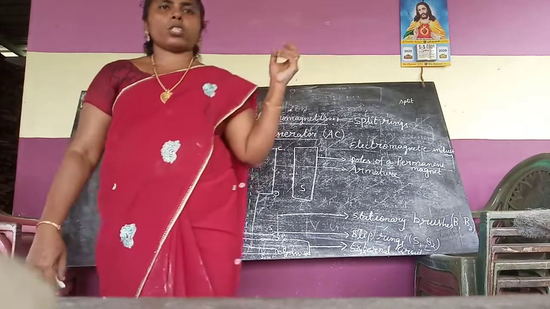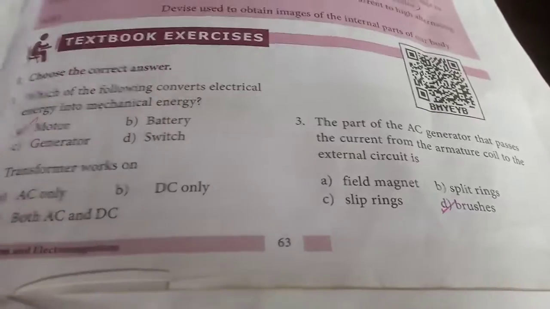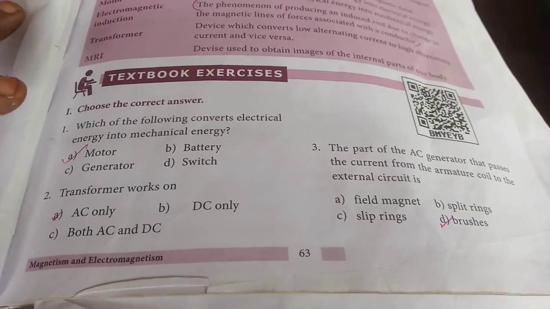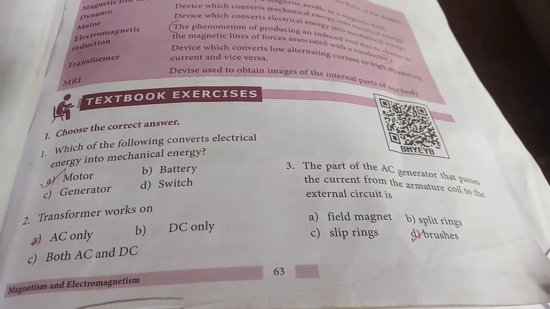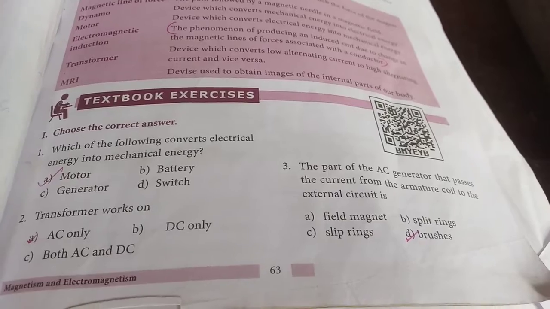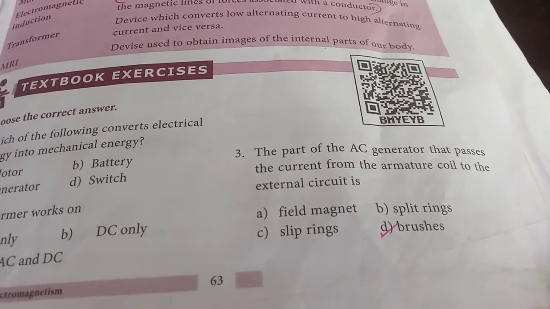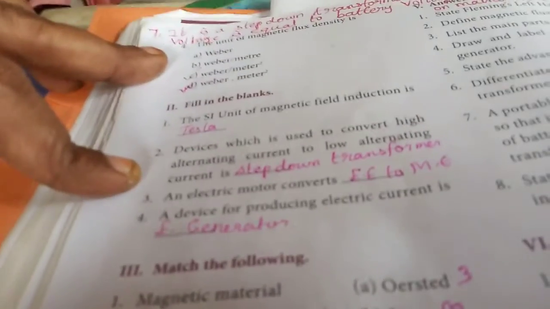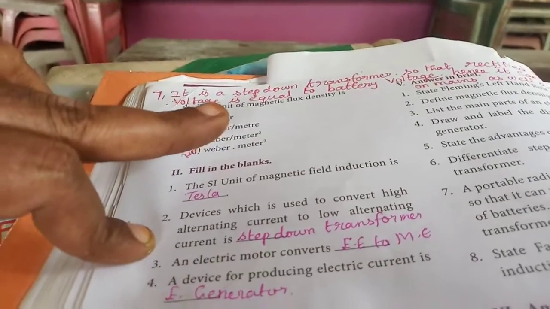Now we can mark the questions. Okay students, take your book. Take Roman letter 1, choose the correct answer. First: which of the following converts electric energy into mechanical energy? Motor. Answer is A. Second: the transformer works on AC only, so we cannot apply a transformer to DC. Third: the part of the AC generator that passes the current from the armature coil to the external circuit is the brushes, option D. Fourth: the unit of magnetic flux density is option 3, Weber per meter square.